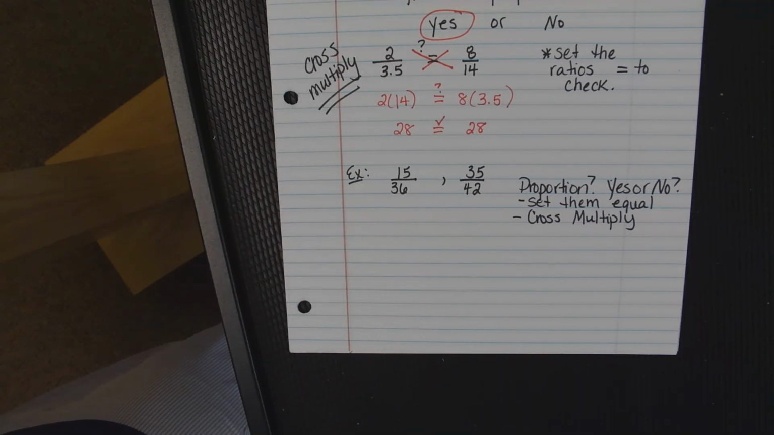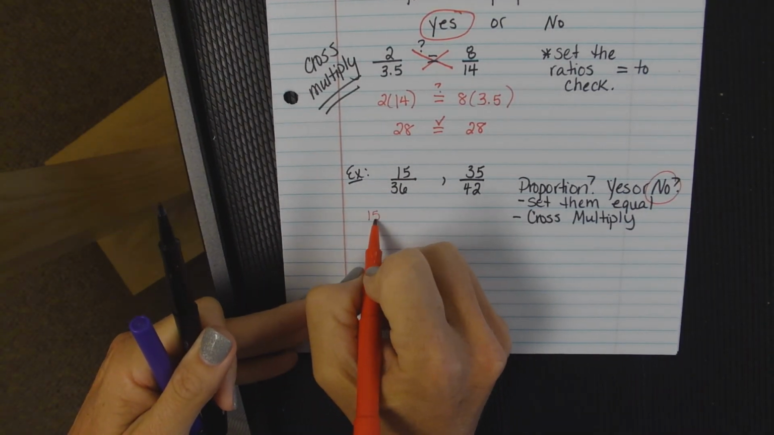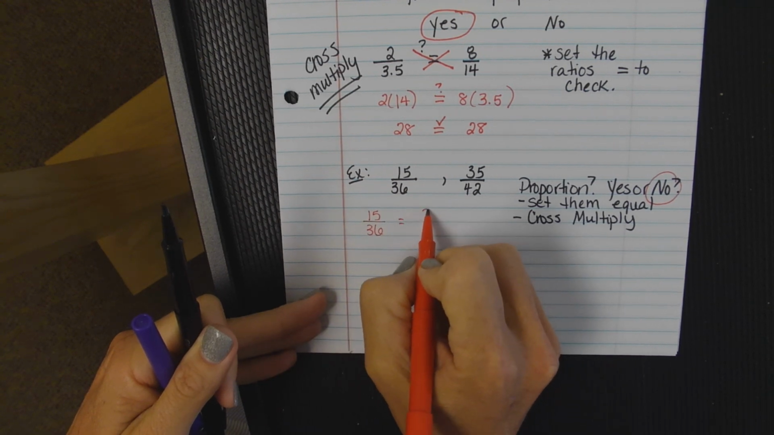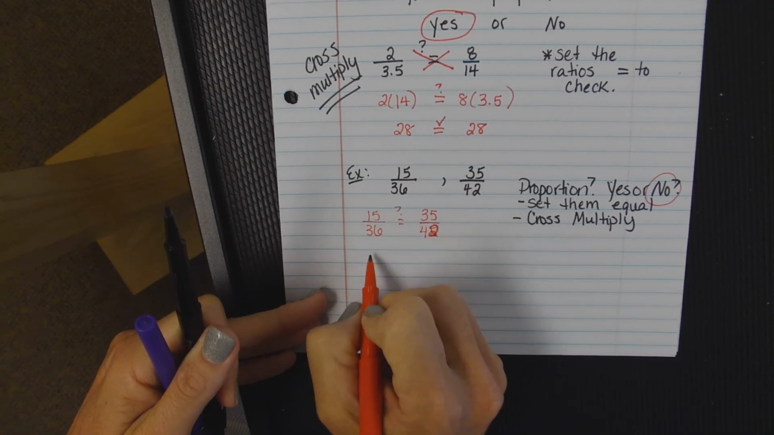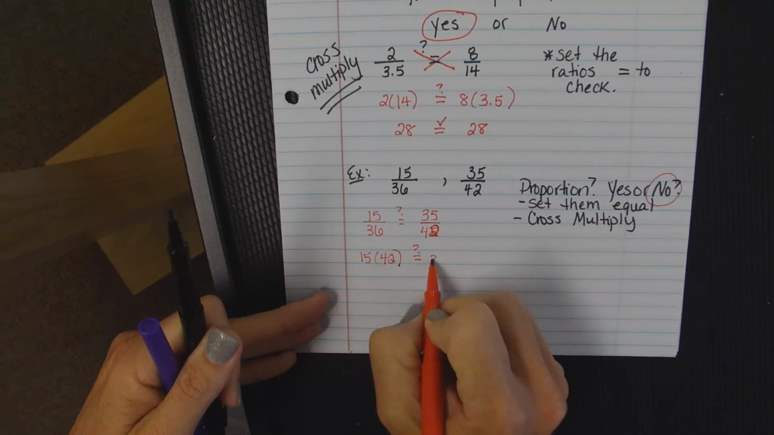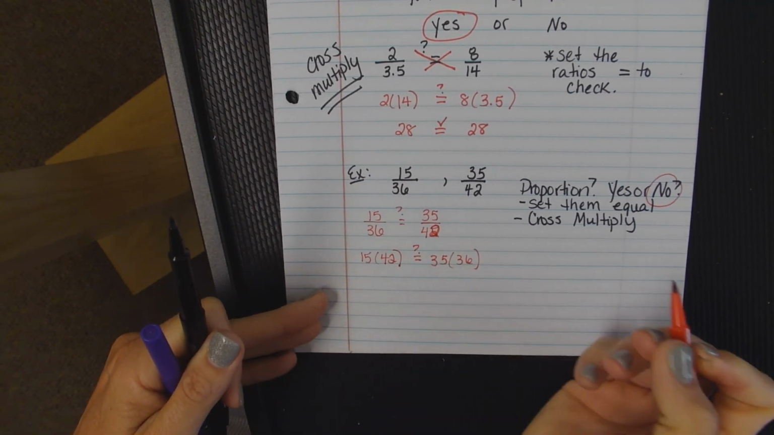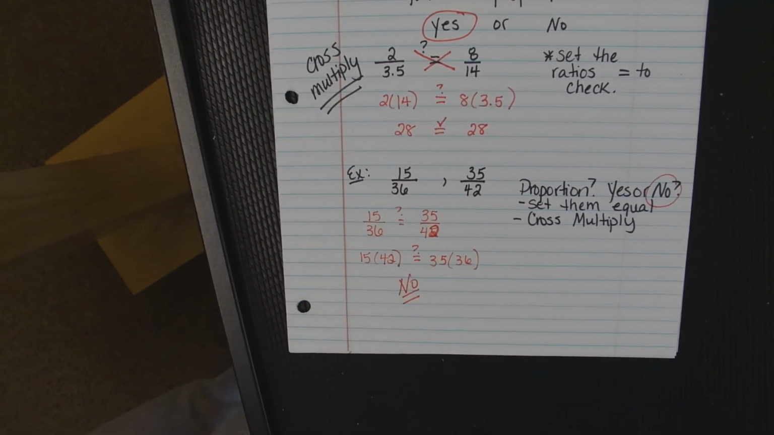Who's got it? Addison, is this a true proportion? Yes or no? No. Why is it not? It's a 42. So when you multiply them, you're going to say 15 times 42, is it equal to 35 times 36? The answer is no. They are not equal.